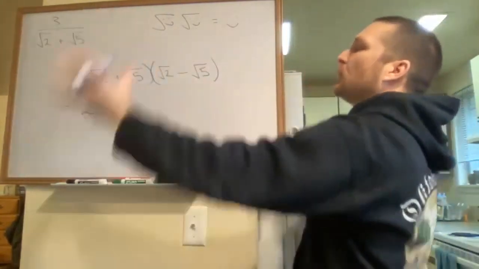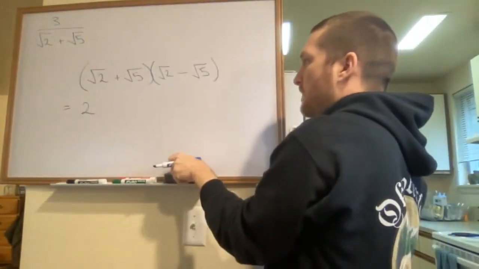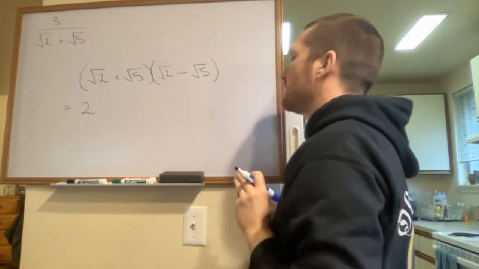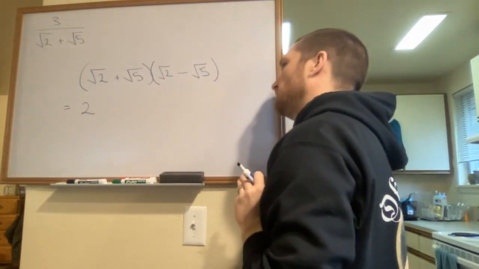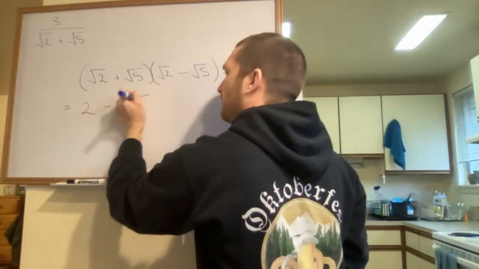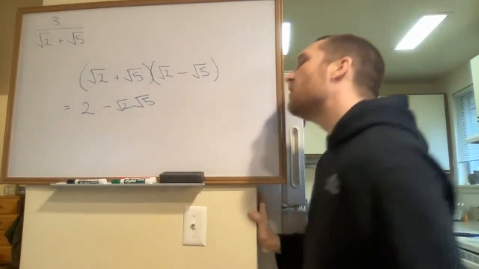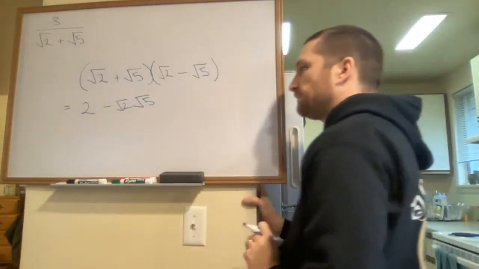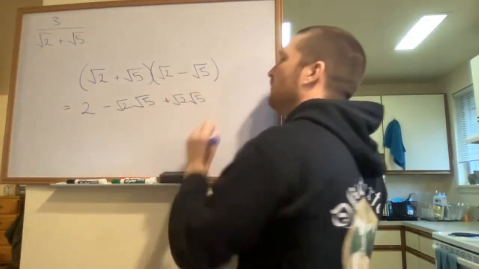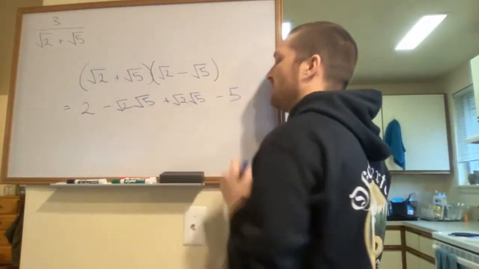Okay, so outer, what do we get when we do the outer multiplication? Minus 2 square root of 2 times the square root of 5. There we go. We don't really need to simplify this. We can leave it like that. What do we get when we do the inner multiplication? Plus the square root of 2 square root of 5. And what do we get when we do the last multiplication? Minus 5.